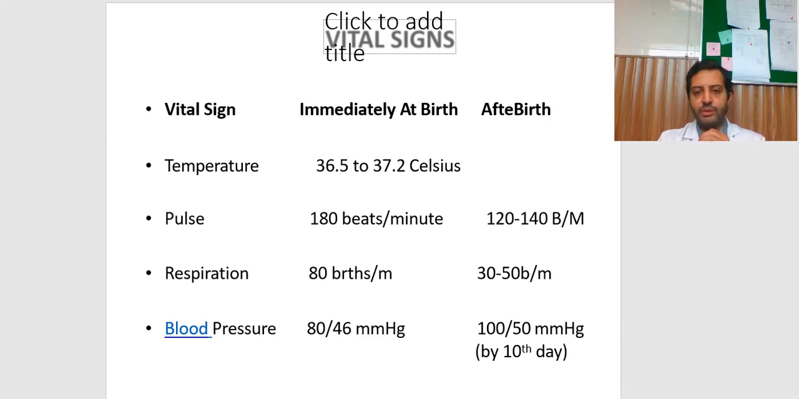Vital signs in newborn babies. From this slide you can see what should be the temperature of a newborn baby, what should be the optimal heart rate, what should be the respiration. It should be less than 60 per minute. However, right immediately after birth there can be increase in respiratory rate. You can also see the blood pressure variation in the newborn babies.